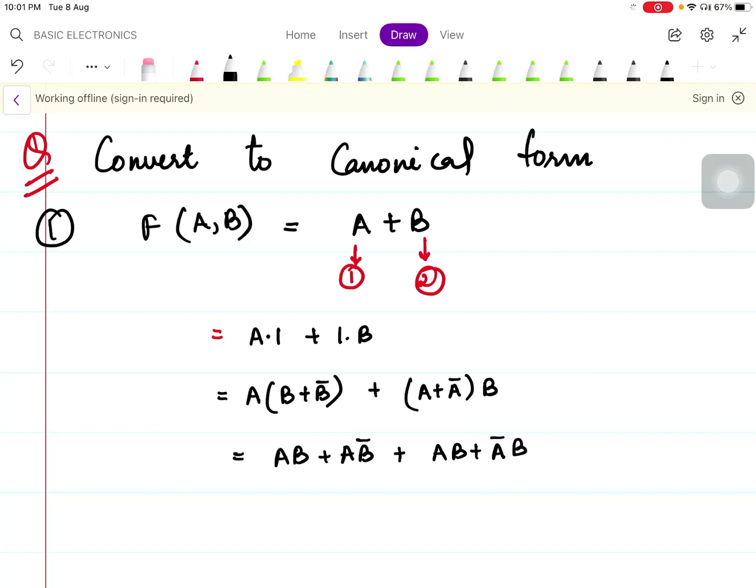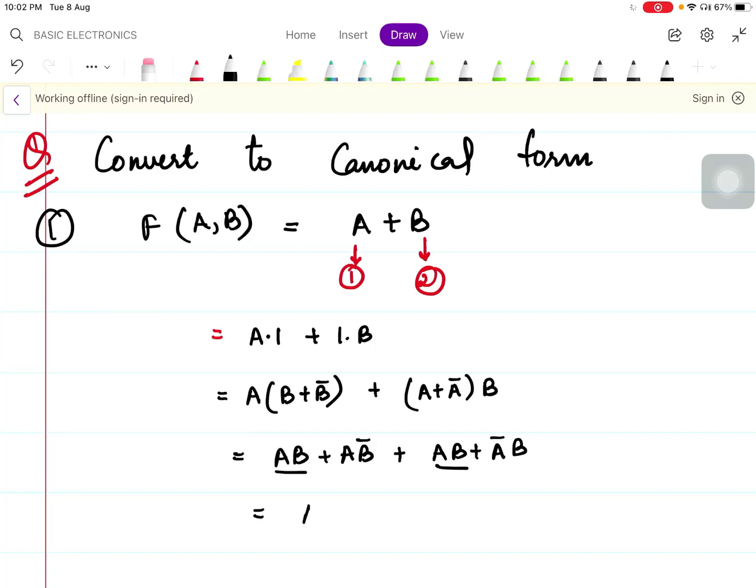Now we do not have to reduce or simplify this expression further by using the Boolean algebra formulas. We only have to do one thing: if any term is occurring twice or more than once, then we have to write it only once, because according to Boolean algebra formulas, we know that A plus A is equal to A. It's not equal to 2A.